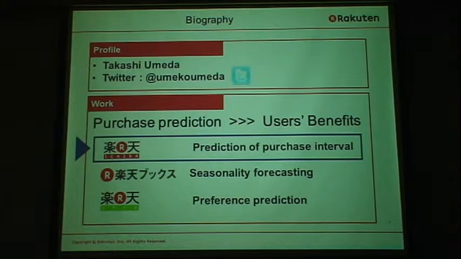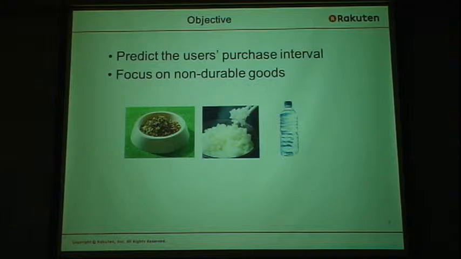And today, I will pick up one example from Rakuten Ichiba. It's about the prediction of user purchase intervals. Here, our objective is to predict the user purchase intervals. In other words, we'd like to predict when the user will purchase next time. It's focused on consumer non-durable goods, such as pet food, rice, water, and so on.